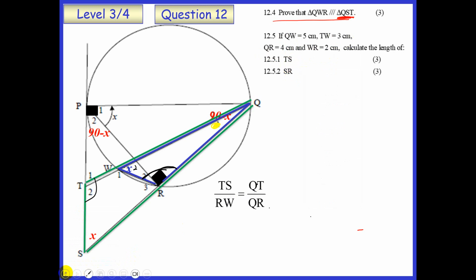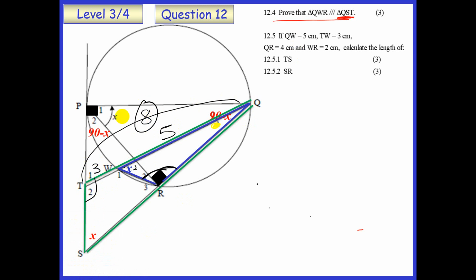So before we do that, or go to the ratios, let's just take a step back to put the information in. QW is 5, let's put that in. TW is 3, so we have a 3 sitting in there, which means that the total length of that is 8. Okay. Then they tell us QR is 4 and WR is 2. Okay. So we want to find TS.